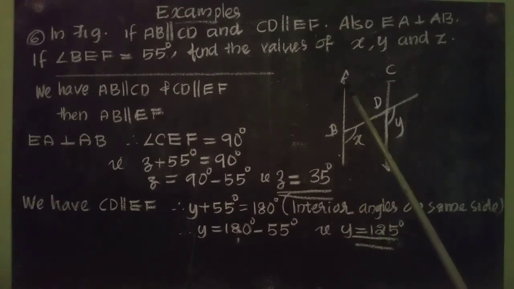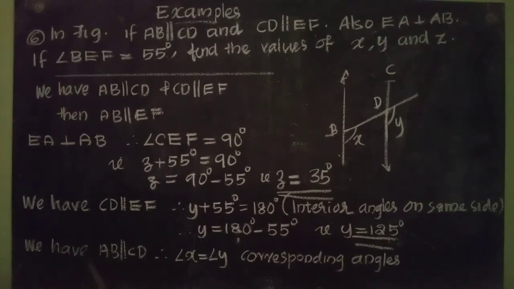Now you see the figure again. The lines AB and CD, this BD is the transversal. Then what about this angle X and angle Y? Which type of angles are these? These two are corresponding angles, and we have studied that if the lines are parallel, the corresponding angles are equal. So this angle X and angle Y are equal.